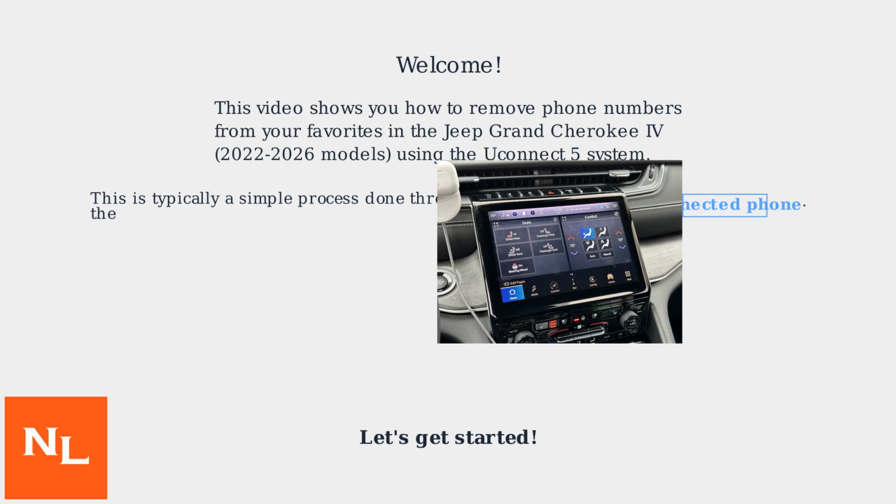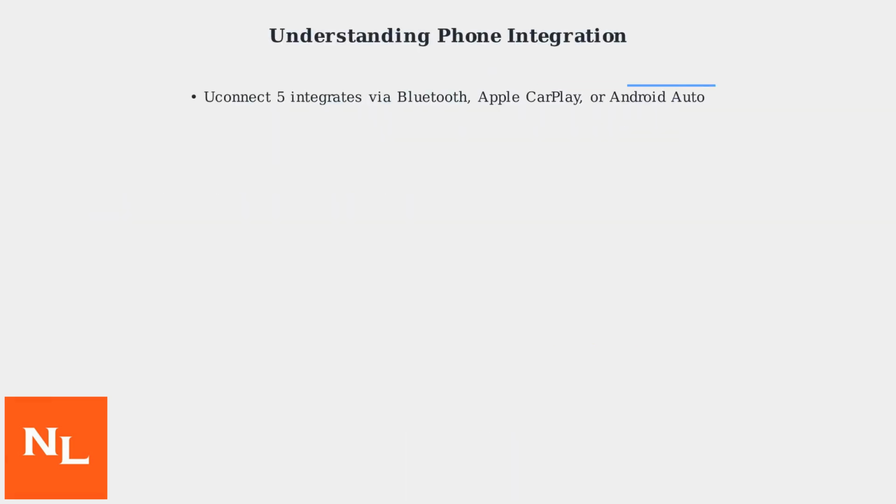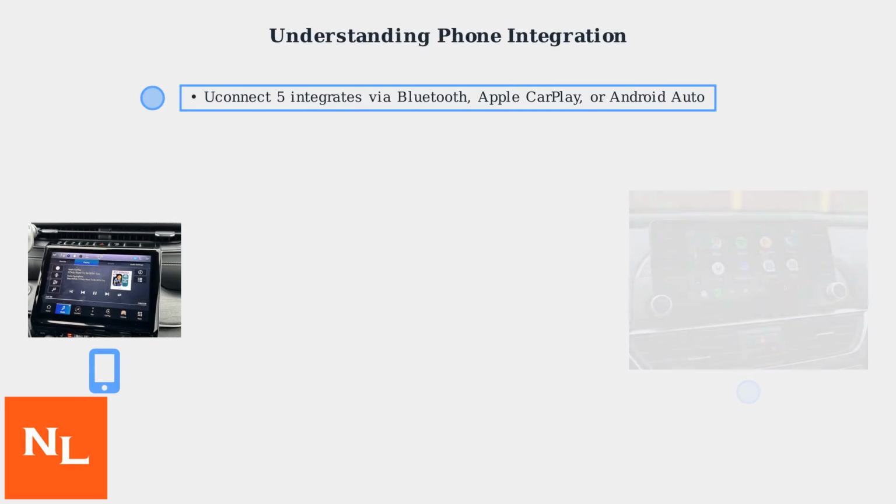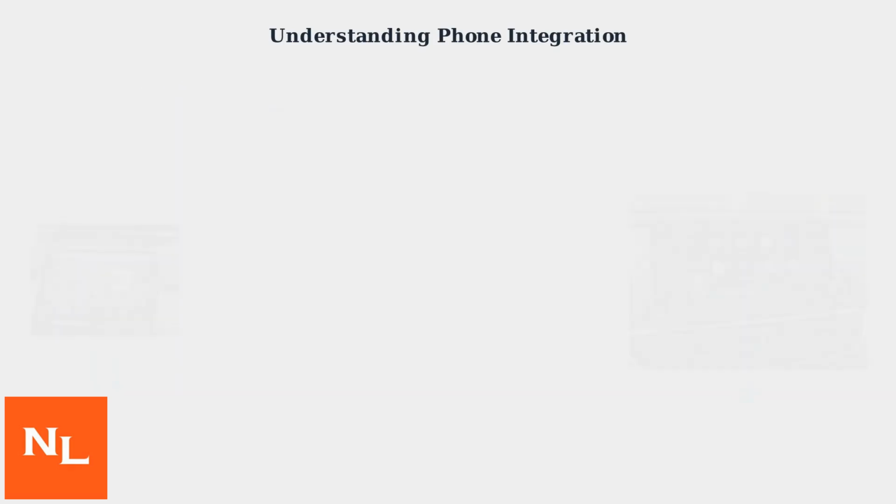Let's get started. The Jeep Grand Cherokee IV uses the Uconnect 5 infotainment system to integrate with your phone through Bluetooth, Apple CarPlay, or Android Auto. This allows seamless connectivity for calls, media, and navigation.